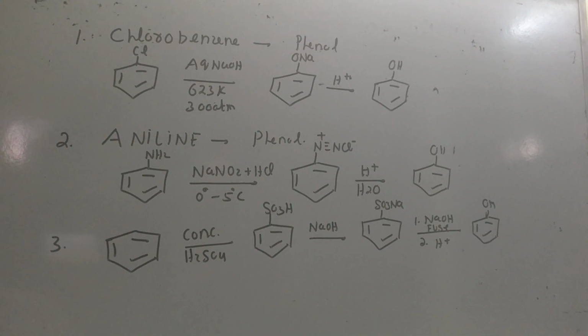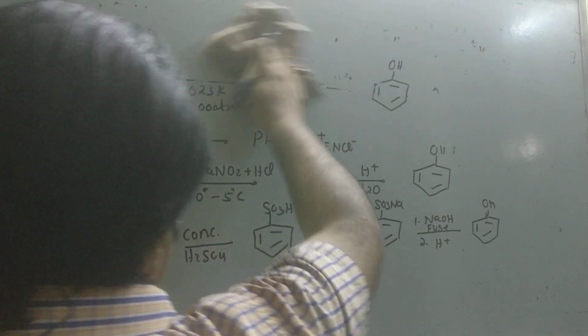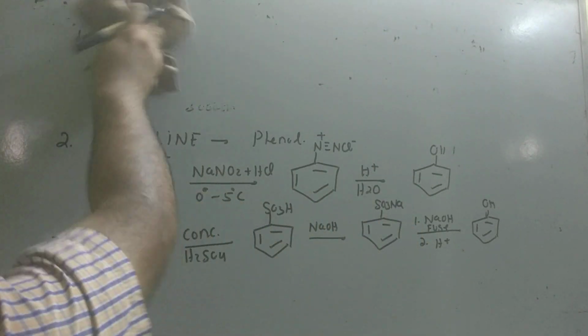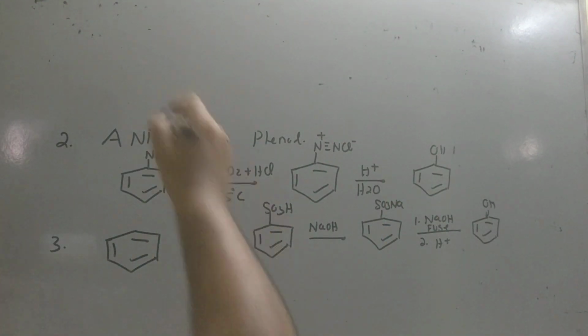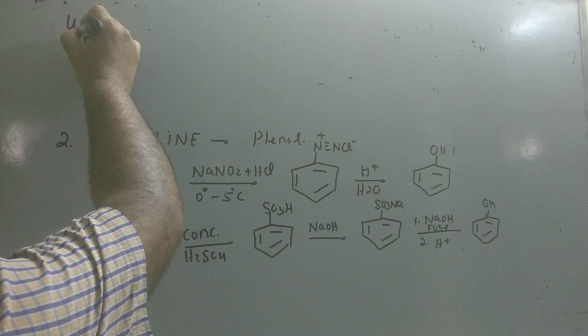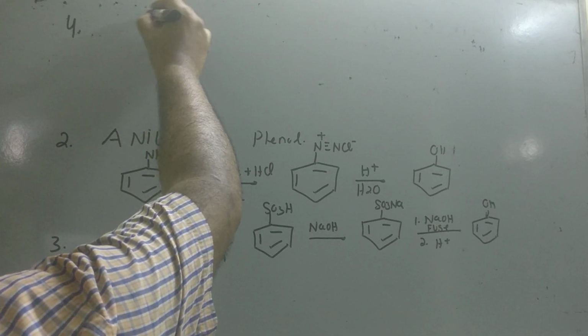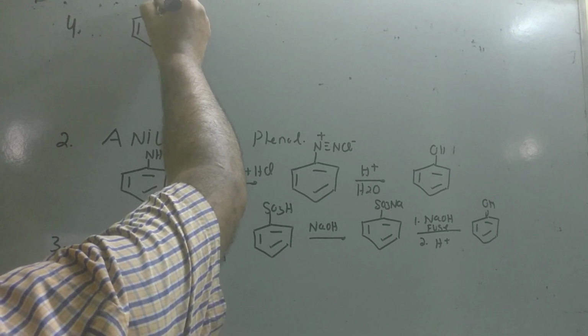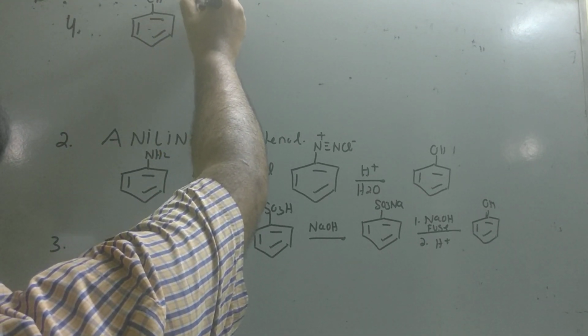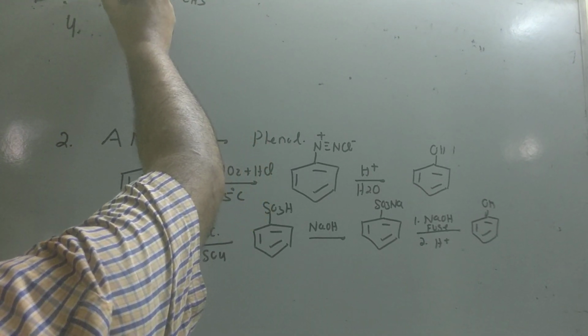The fourth one was asked from the cumene process, which I told you was the commercial method to make phenol. That was the fourth question, to convert cumene into phenol. You know what cumene is? Cumene stands for isopropyl benzene. So we have isopropyl benzene, and we want to convert cumene into phenol.